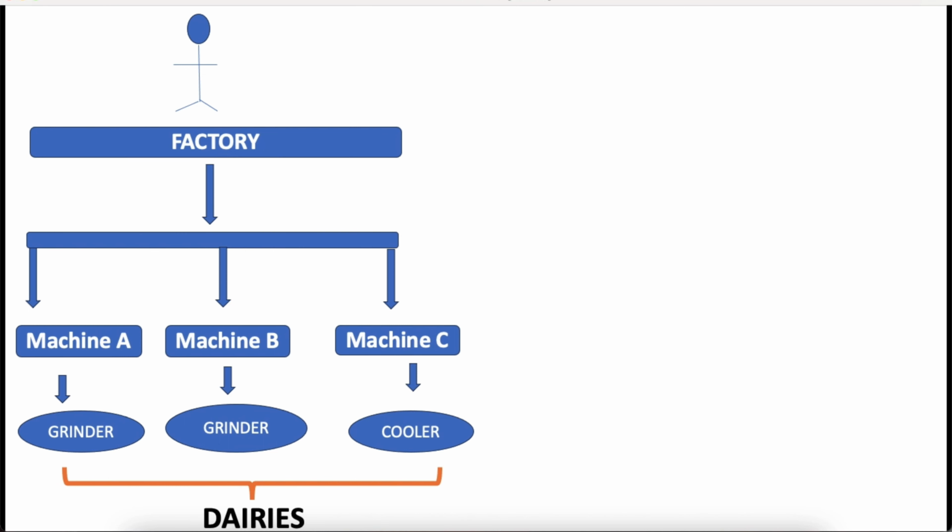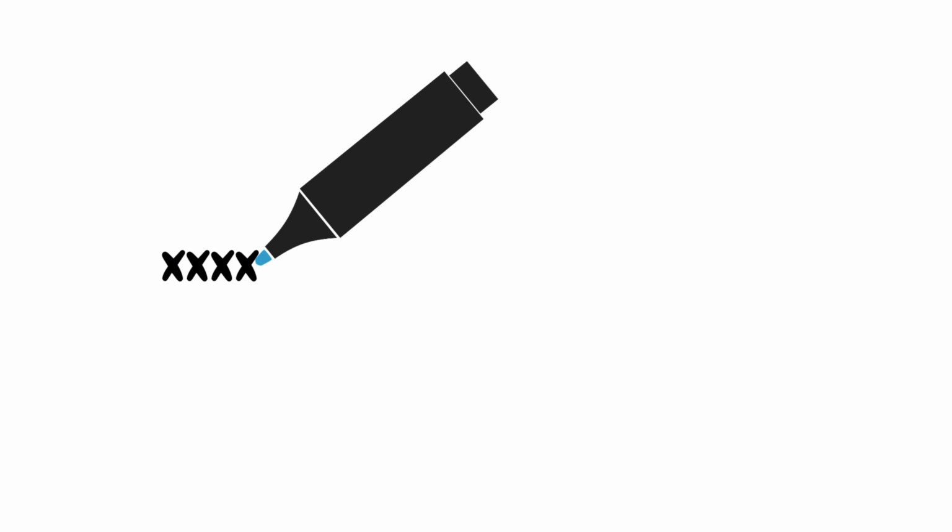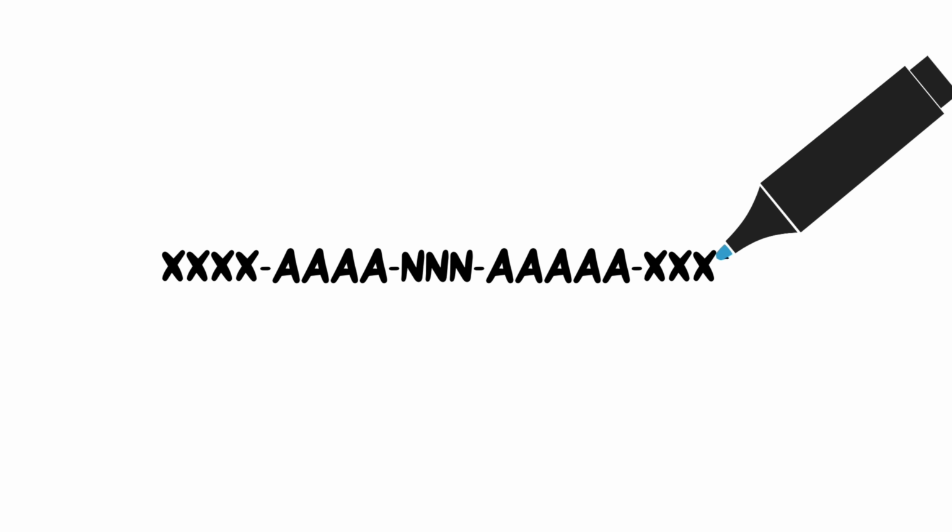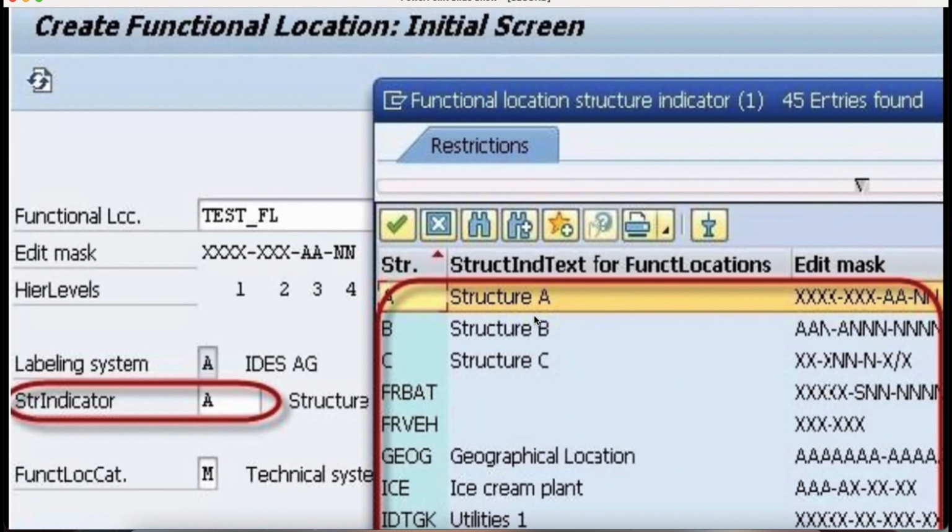Now, having understood this, let's create a functional location for Mr. Ben's machine, shall we? Before Mr. Ben creates his functional location, he has to define how he wants his structure to look. And he does this using the structural indicator. Like I said before, when we tried to explain what structural indicator meant, I said it was a combination of the coding template and the hierarchy levels. So we had the coding template and the hierarchy level made up the structural indicator.